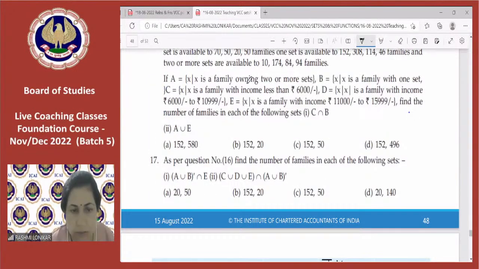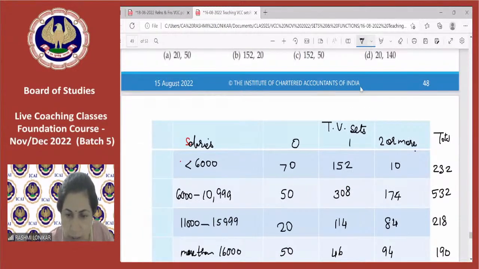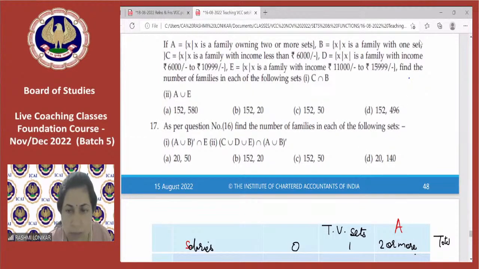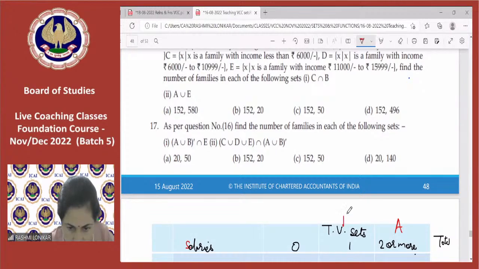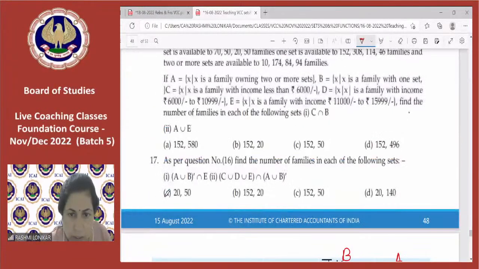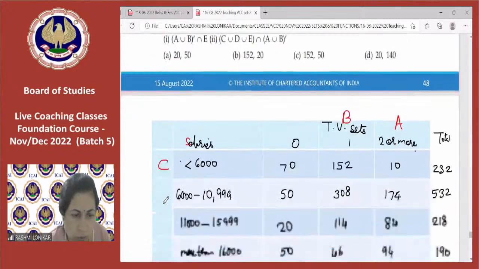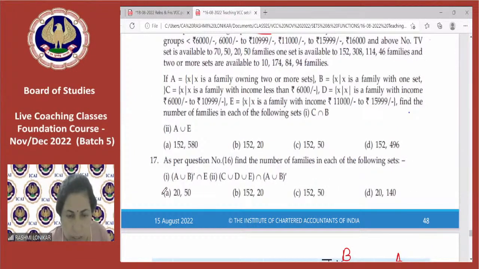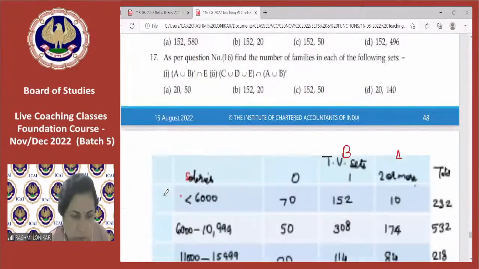Set A is what? Set A is a family owning 2 or more sets. Okay. So I will write here 2 or more. This is my set A. Families having 2 or more TV sets is the set A. Then B is a family with 1 TV set. Okay, so B I'm going to write over here. Then C is a family with income less than 6,000. So this is C. Then D is a family with income 6,000 to 11,000. D is this. And E is the family with income between 11,000 to 15,000. Okay, so this is E.